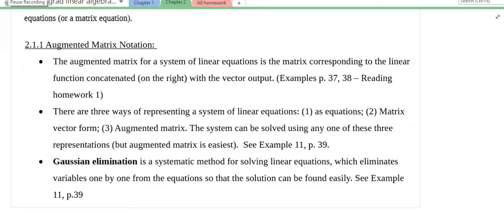All right, well, section 2.1.1 delineates the connection between systems of linear equations and matrices. In other words, given a system of linear equations, it associates a matrix. And the matrix it associates is called the augmented matrix. So the augmented matrix for a system of linear equations is the matrix corresponding to the linear function concatenated on the right with the vector output. So let's go take a look at this example.